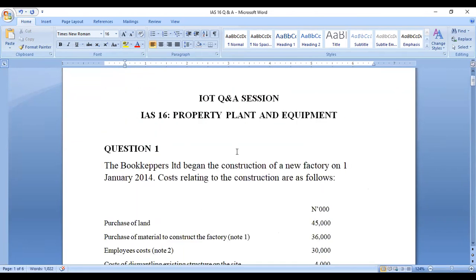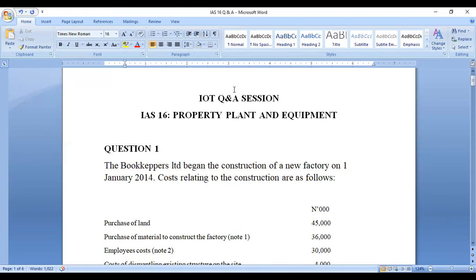So IAS 16 is a standard on property, plant, and equipment. And under IAS 16, from the video we watched, we discussed the definitions of assets and liabilities, the different types of assets, and the categorization of assets. So IAS 16 talks about property, plant, and equipment, that is, in layman's terms, assets that we can see and touch. There are many characteristics before a particular item can be categorized as an asset and as PPE.